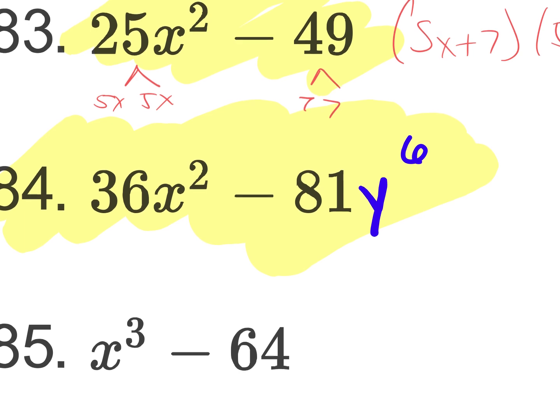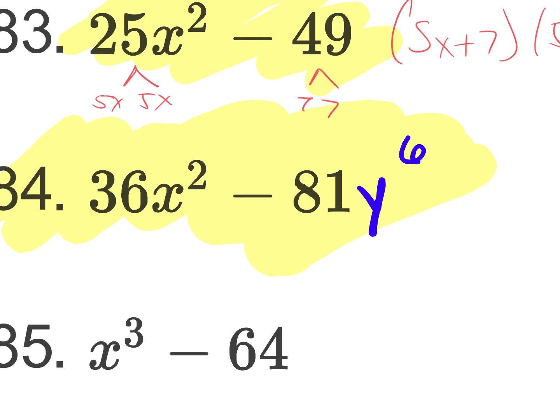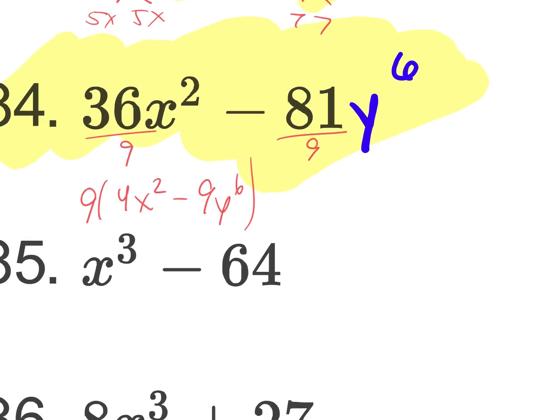All right, GCF? 9, right? What goes into both 36 and 81? 9. So I'm going to go ahead and pull that 9 out. So I have a 9 out in front, and that leaves me with 4x squared minus 9y to the 6th, correct? Do I still have the difference of perfect squares? Yes.